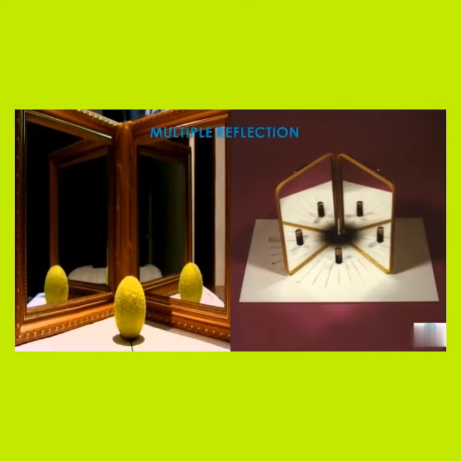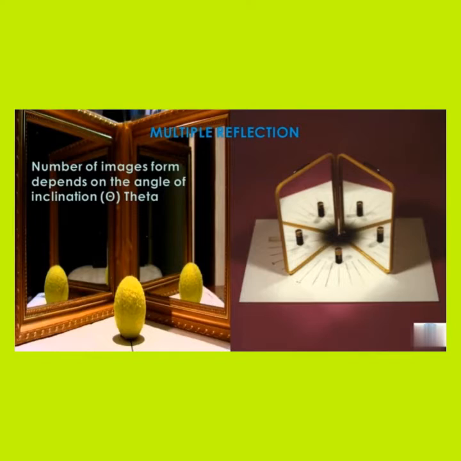Multiple reflections. The image formed by one mirror acts as an object for the other mirror. This is known as multiple reflection. The number of images formed depends on the angle of inclination, theta, of the mirrors. If the angle between the two mirrors is a factor of 360 degrees, the number of images formed is equal to 360 degrees by theta minus 1.